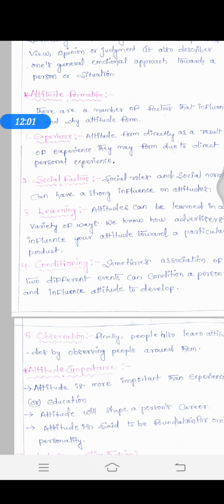I say here one more important thing, the importance of attitude. What is the importance of attitude? Attitude plays an important role in a person's life. Attitude, whether positive or negative, shows in a person's daily life.